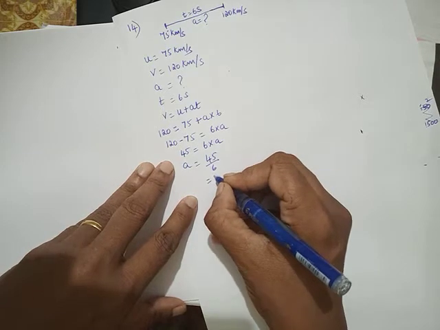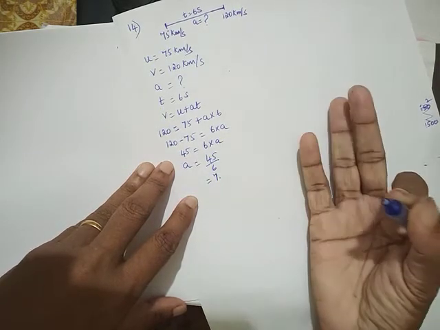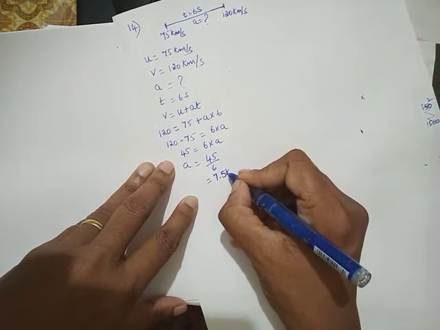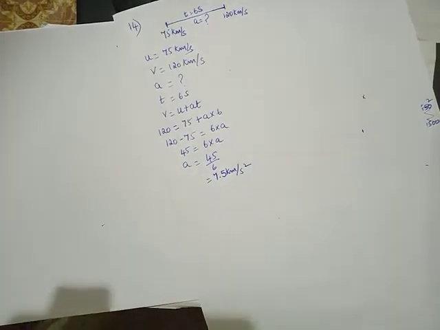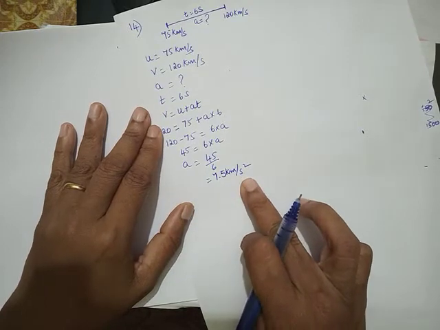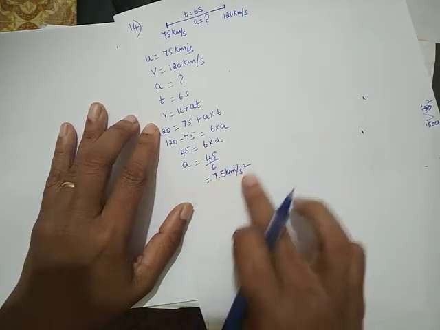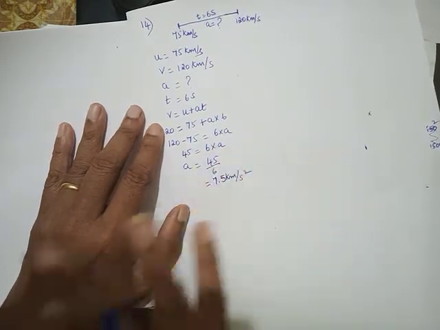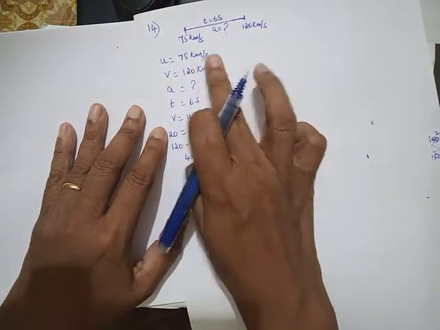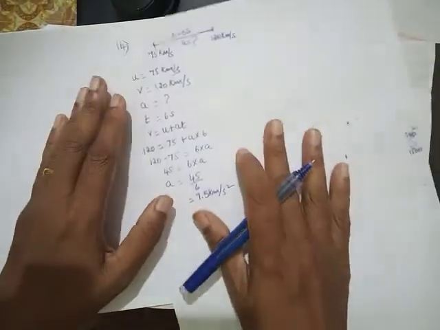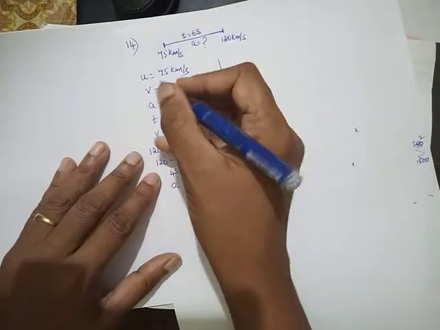6 sixes are 36, 6 sevens are 42, so a is 7.5 kilometer per second square. Because the velocity is in kilometer per second, acceleration will be kilometer per second square. You have not had this unit anywhere, but this is in the case of a rocket. They move very fast. In 1 second they can cover 75 kilometer. That's why you're getting such a different unit. Okay, now part A is over.